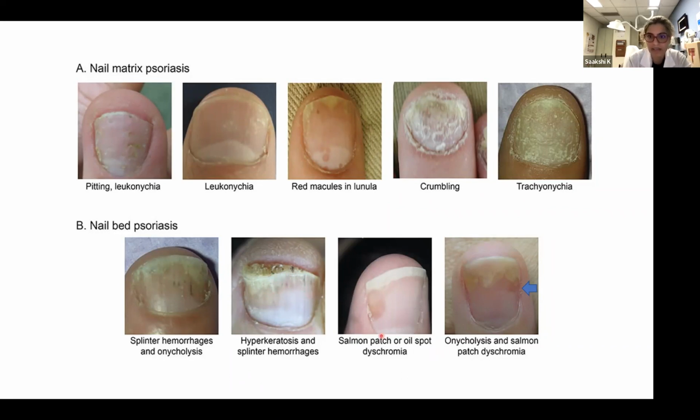Right? And then, not last, but another thing is the salmon patch or an oil spot, and that's this yellowish, light pink macule that you see in the nail. And then sometimes you can have just frank destruction of the entire nail, and that's crumbling. And trachyonychia is also another manifestation where you can have destruction of the nail matrix, which causes this brittleness to nails and this whitish discoloration.